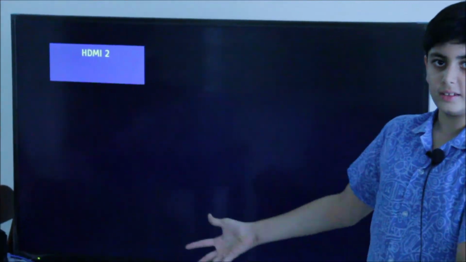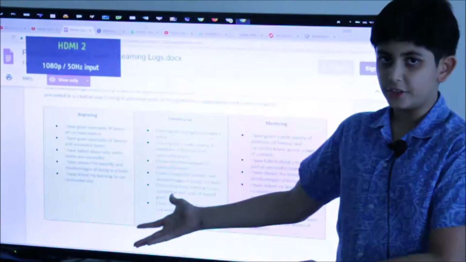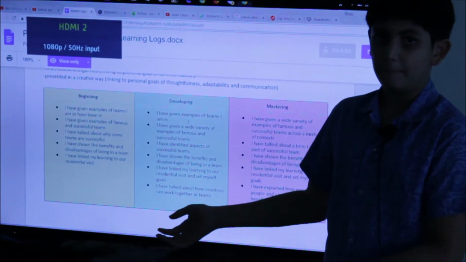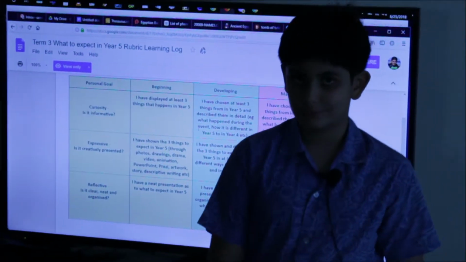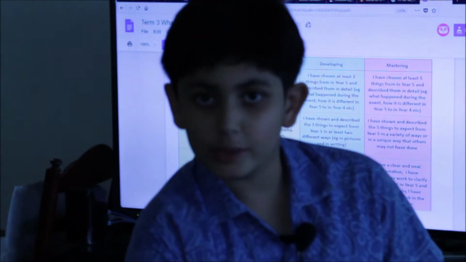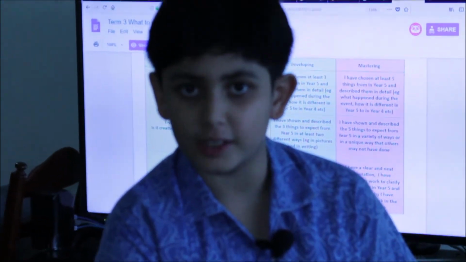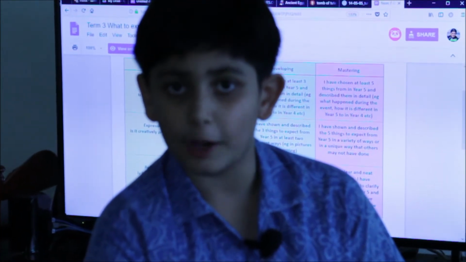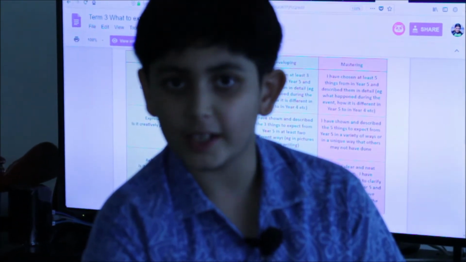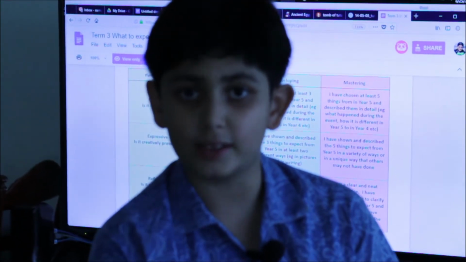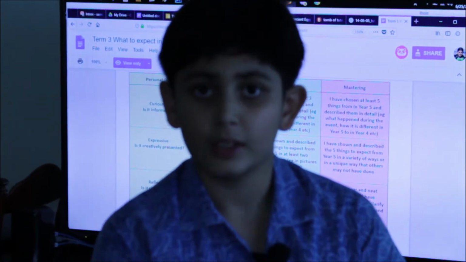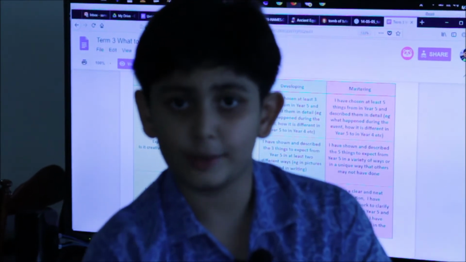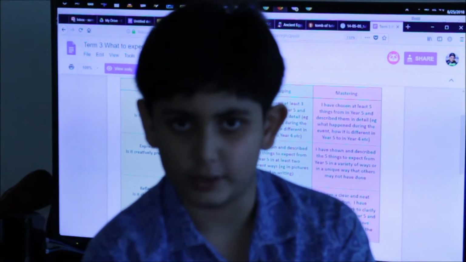Anyway, this is the old one. You'll start Year 5 with this, but you'll end with this. This will help you keep track of multiple things at a time. It will also help you move on to secondary school. The 3 things for a learning log homework are reflective, expressive, and curiosity.